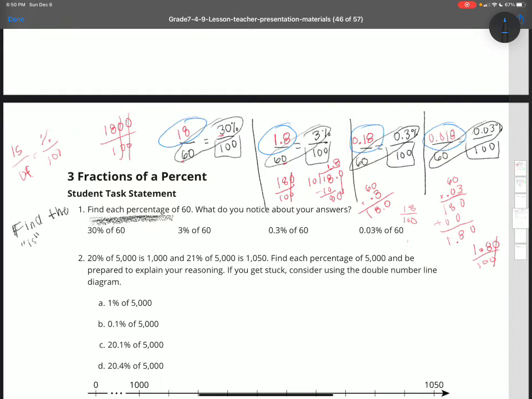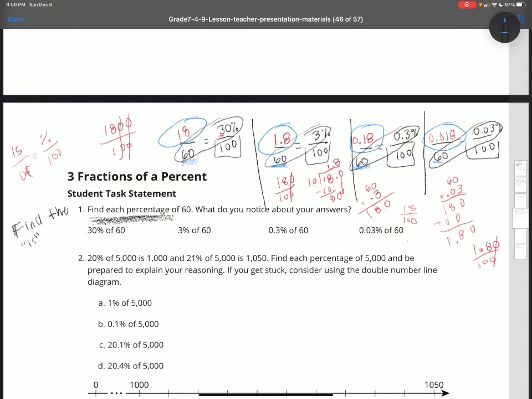I think I kind of said it to you guys, but what do you notice? What did you notice about the answers? So what I noticed about the answers is that every time we lost a 0 or a power of 10, the decimal place moved. So here's my example. 60 stayed the same, correct, in each problem.